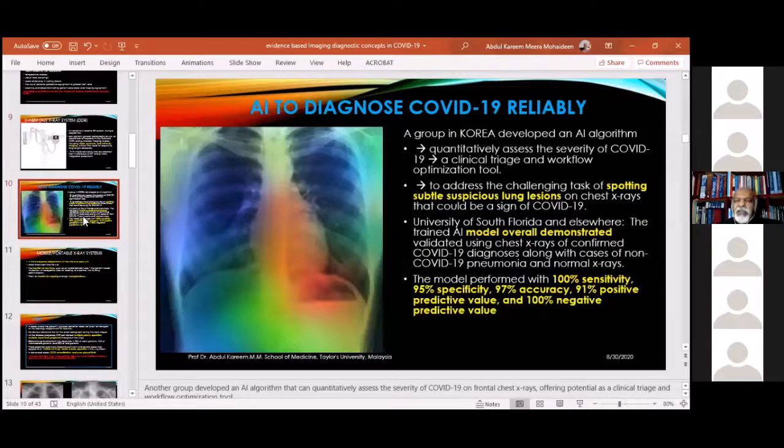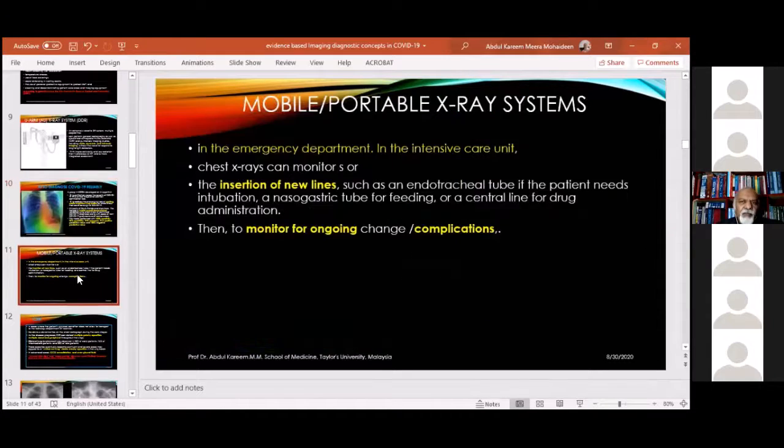So this machine, what is the great use of this? It can detect the subtle changes in any organ. So that is very important. And now we are also involving the artificial intelligence, I will touch about it.